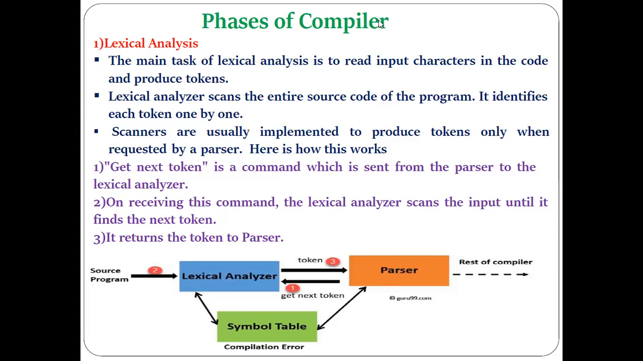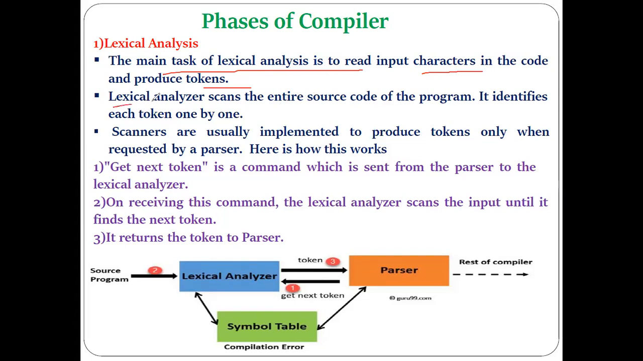Now, in simple words, again, the main task of lexical analysis is to read the input character by character and produce the tokens. So what is meant by a token? Last time we saw that tokens indicate the class or category of a lexeme. A lexeme is the sequence of characters that matches some pattern. And a pattern, as I told you with an example, is a set of rules describing that particular set of strings.